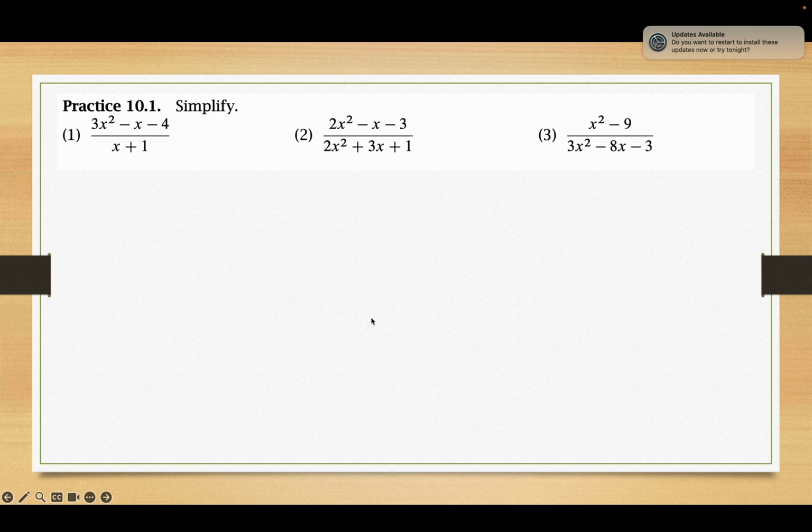So let me show you what I mean. On this number 1, you cannot start canceling these x's right away and say that the answer is 3x squared minus 4 over 1. No. There is mathematical matrimony going on here, and they cannot be canceled in any way, shape, or form.